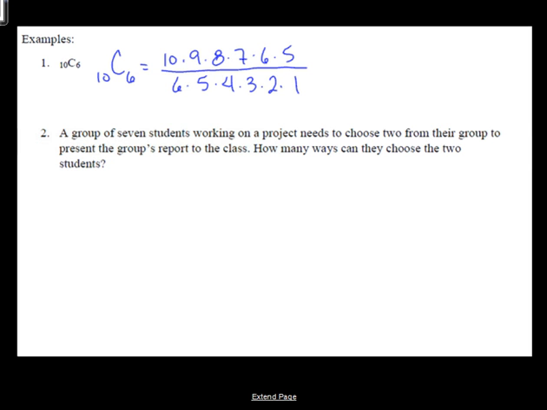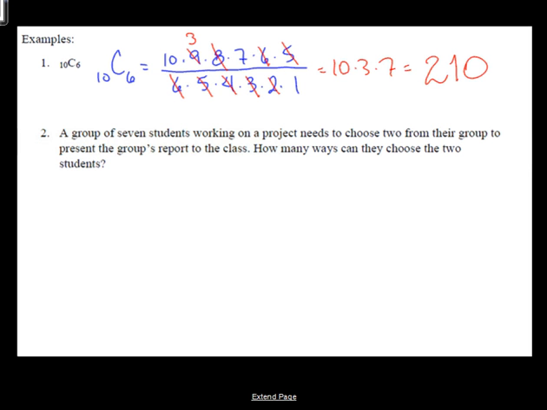Looking at this right here, 6 and 6 cancel out. 5 and 5 cancel. 4 times 2 makes 8. And 3 goes into 9, leaving 3. So all that's left to multiply is 10 times 3 times 7, which is 210. So if I have 10 items and I'm going to pick 6 of them, how many ways can I pick those 6 items? When order is not important, there are 210 ways.